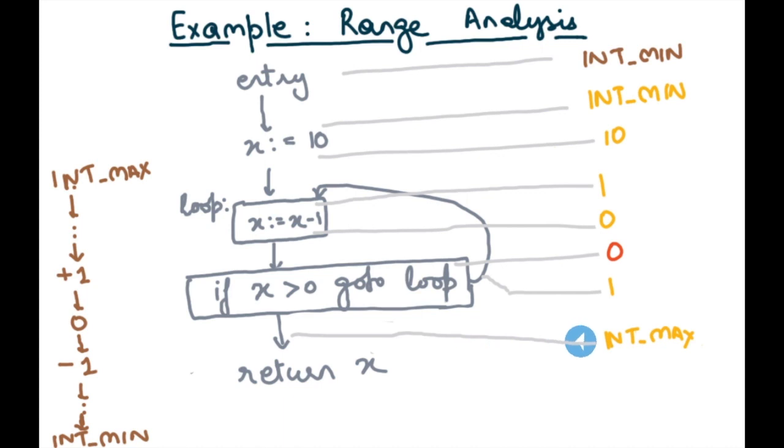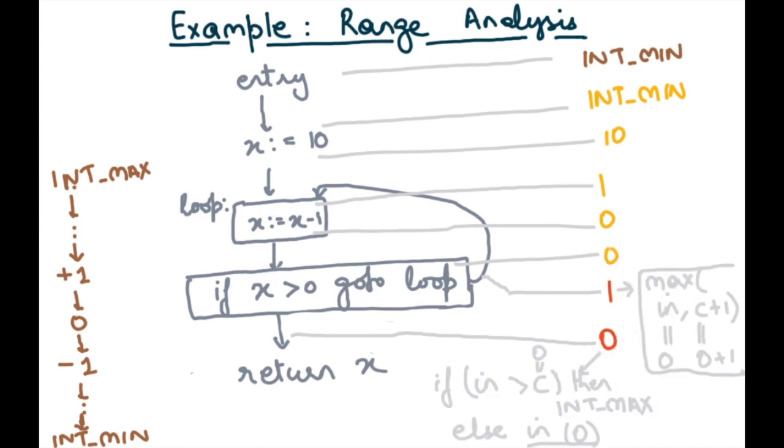And the value that will get transferred on the return edge or the fall through edge would be: if in is greater than c, then int max. Otherwise, in. But it is not greater than c, right? 0 is not greater than 0. 0 is equal to 0. So I'm not going to transfer int max this time. Instead, the value that gets transferred outside is the same value that came in, which is 0. So this will be 1 and this will be 0. So these will be the new values after I use the more precise transfer functions.